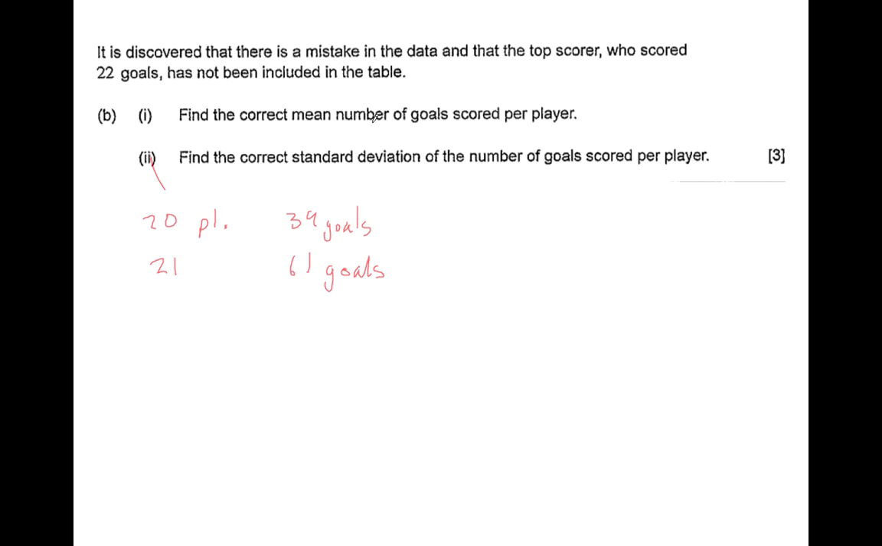Find the correct mean number of goals scored per player. Well, B part 1, the new mean now is just 61 divided by 21. So that'd be quite easy to calculate. So it's what's just under 3 goals on average. Find the correct standard deviation of the number of goals scored per player. This is where we have to go back to the table and use a GDC really.